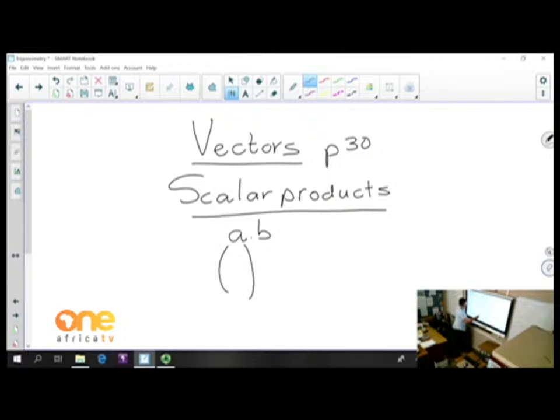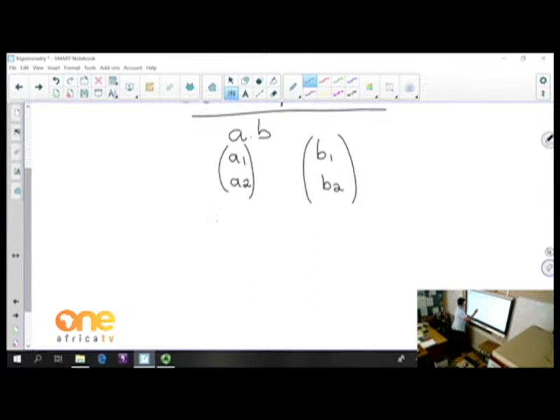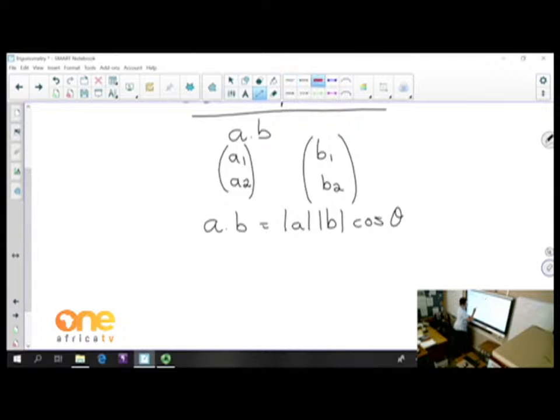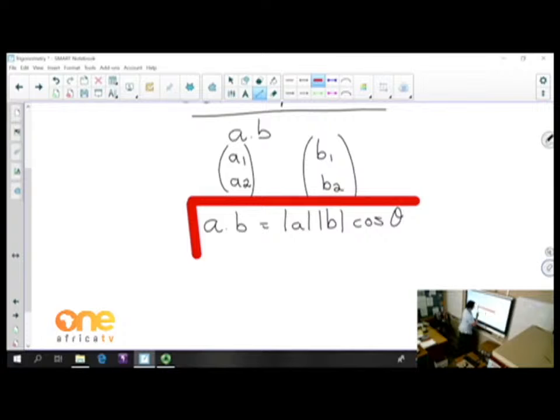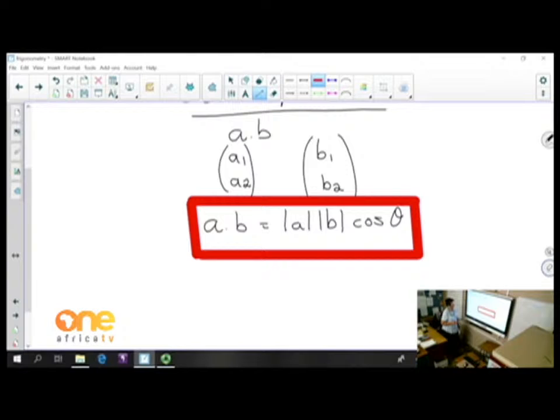So you have a vector here, A1, A2, and we have a second vector here, B1, B2. So this is a column vector, and it's just now in 2 dimensions, X and Y. The formula for scalar products is A dot B is equal to magnitude A, magnitude B, cosine theta. This is the basic formula that we're going to use. So there you have your formula. A dot B is equal to magnitude A, magnitude B, cosine theta.